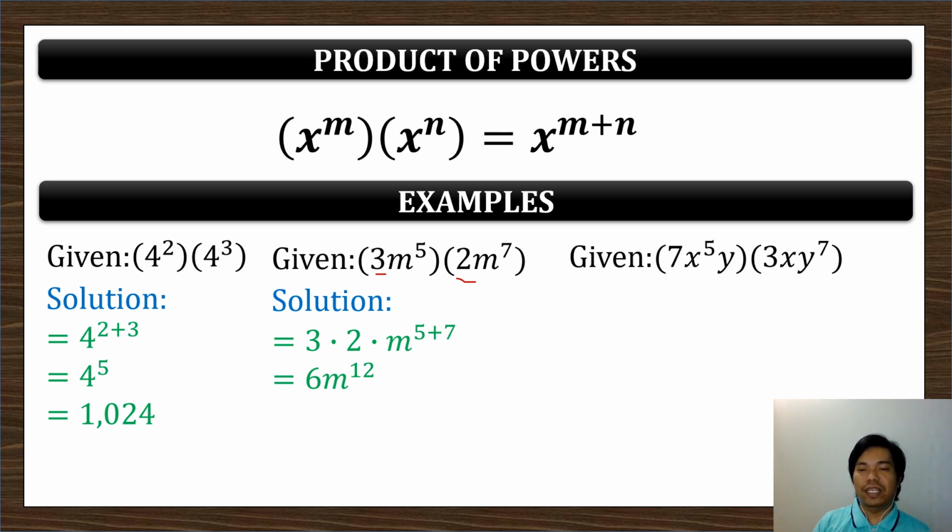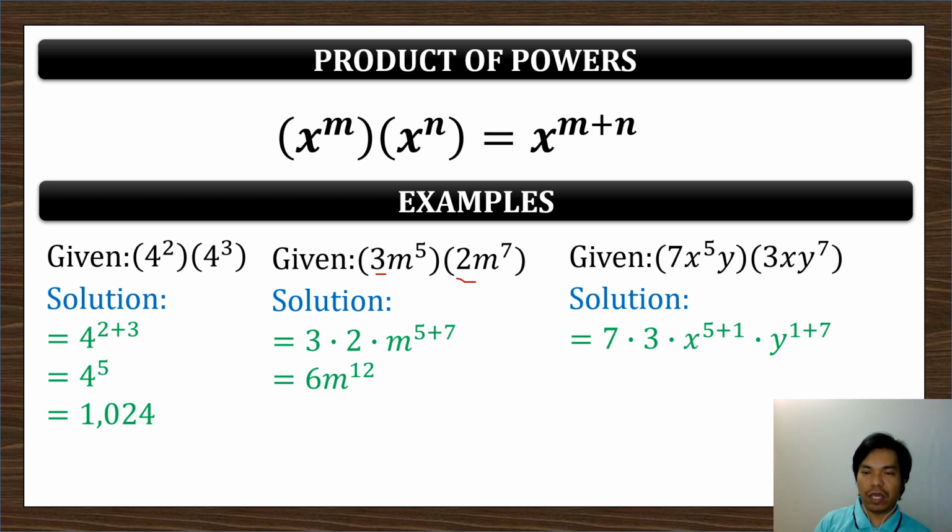Para naman sa ating third example, meron tayong 7x raised to 5y times 3xy raised to 7. So ganun uli ang ating gagawin. Multiply muna natin yung 7 and 3, and then para naman sa ating x, kokopihin natin yung exponents natin dito, which is yung 5 and 1. Kung mapapansin ninyo, sa ating second na variable x dito, wala siyang nakalagay na exponent, so ang ibig sabihin niyan ay meron itong exponent na 1.